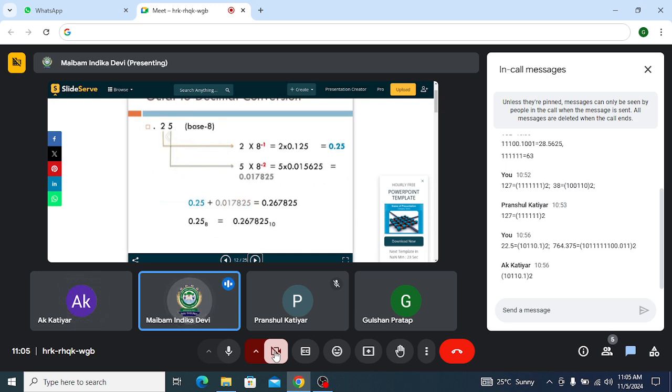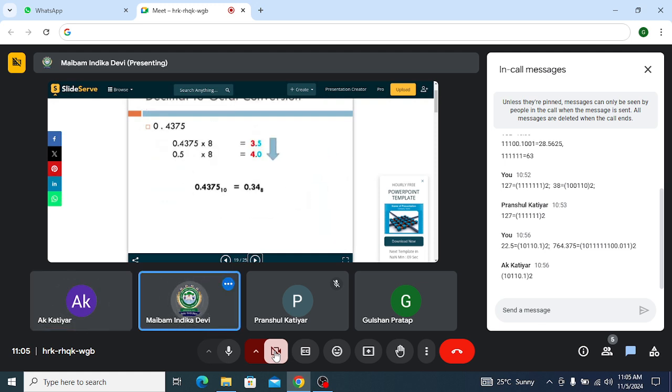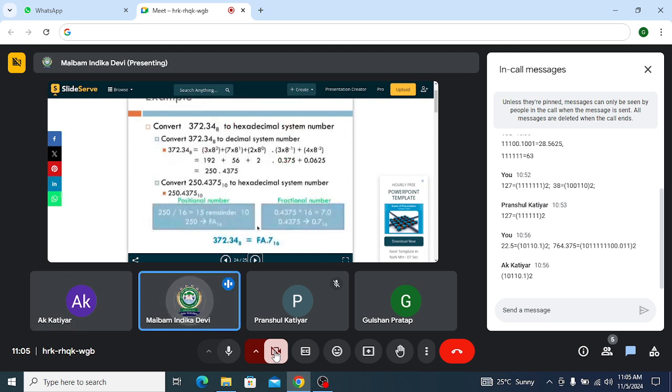If it is base 8, the same thing. -1, -2. So 2 into 8 to the power -1, 5 into 8 to the power -2. And you just add these numbers and you get the value. Understood so far? Yes, ma'am. So this is what is being done. Thus we have combined in a single step.